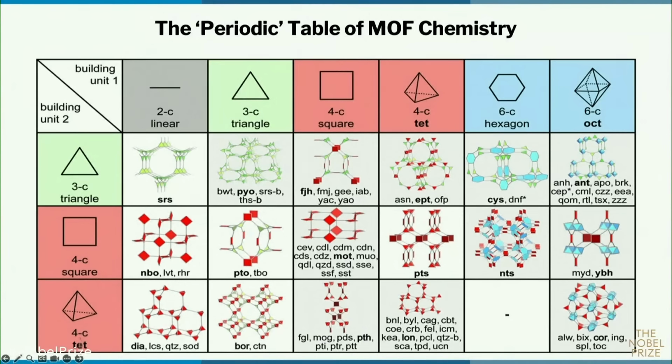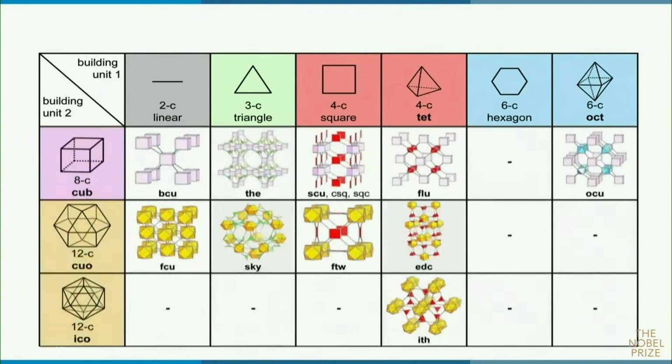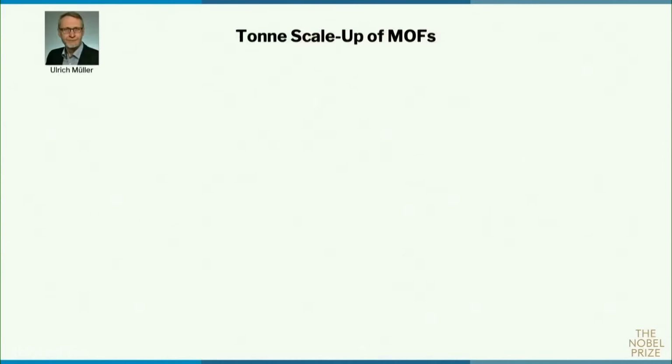You can see here different shaped building units and the kind of networks that they would produce. And this became then sort of a theoretical backbone for the field. Now you can see that some of these shapes have not quite been done, but I think, Mohammed, you probably filled in already some of these boxes.